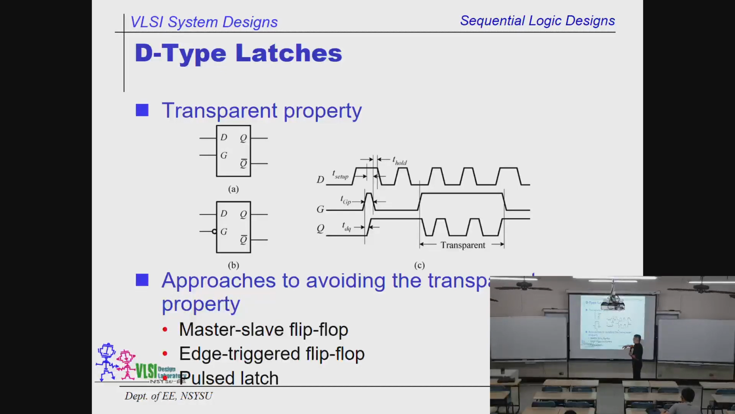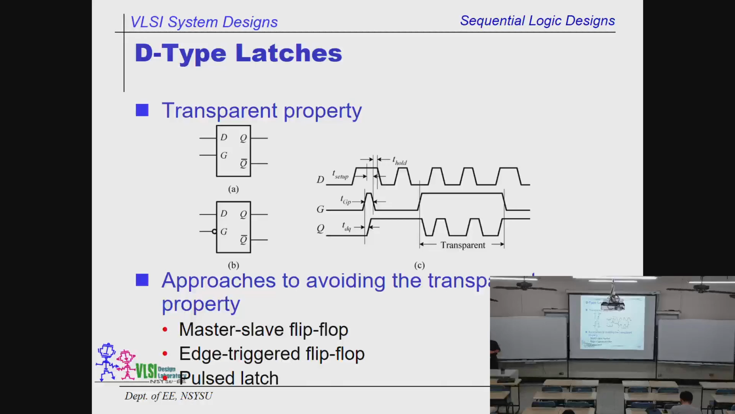A pulse latch behaves like this. It only gives a very short period of high signal, so that in this very short period, most of the noise will be deleted. That is how the noise can be rejected from the transmission channel. So we have three types to get rid of this problem. We are going to introduce each one of them one after another.